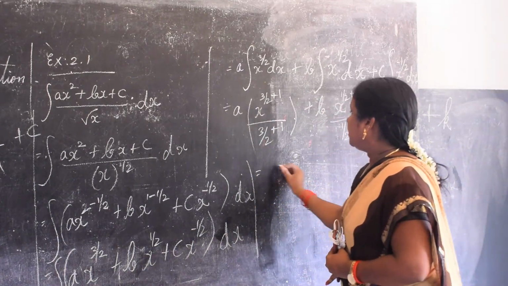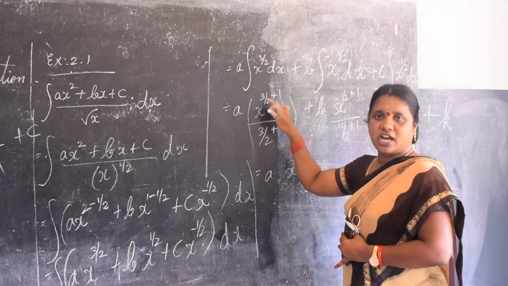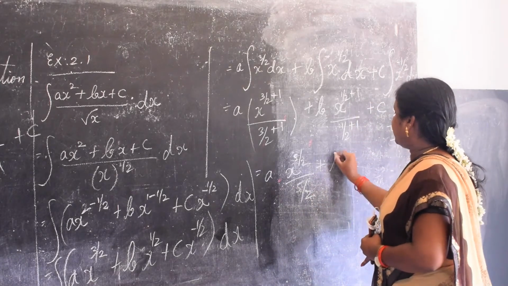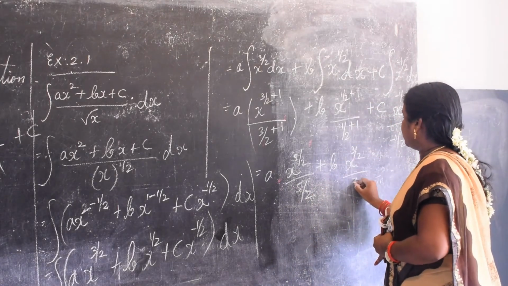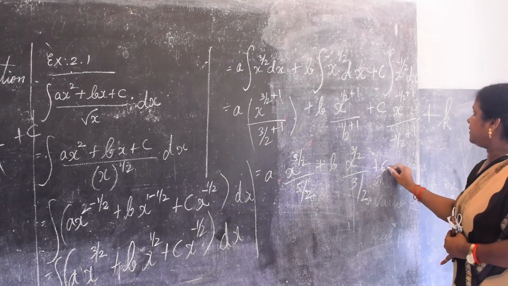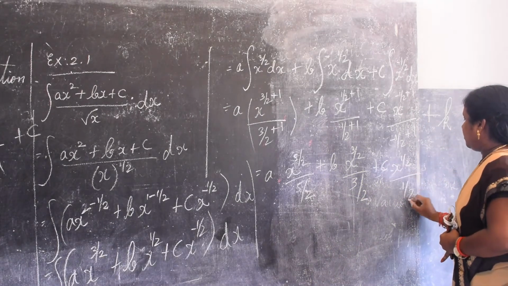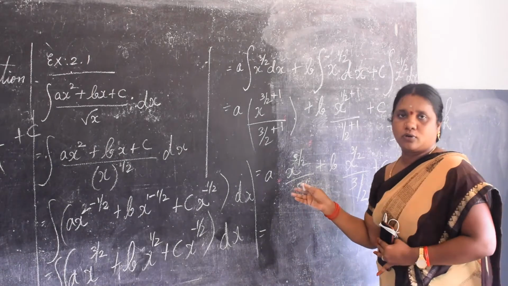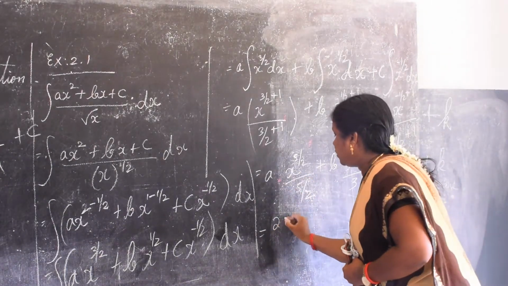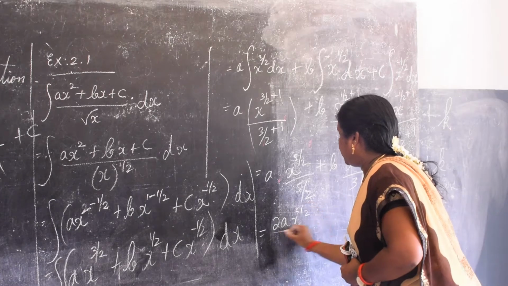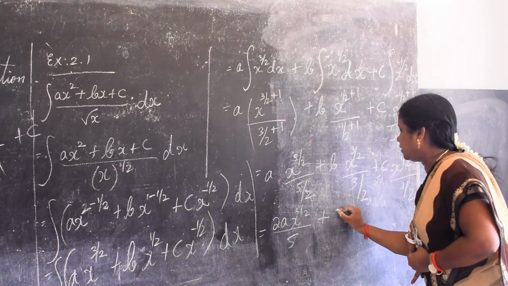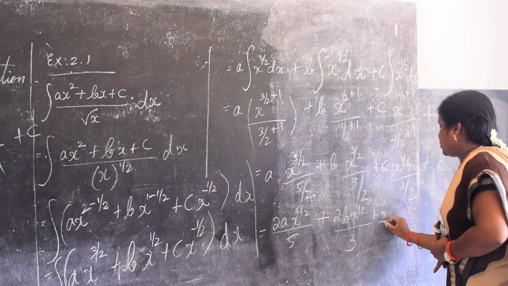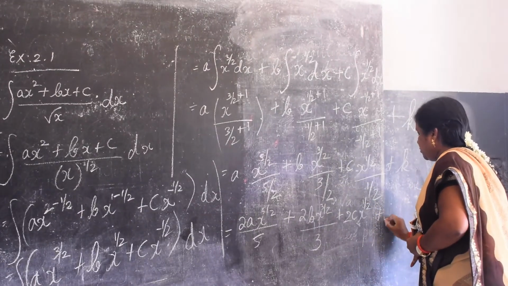Next step. Now you simplify a x power. If you add this, you have to take LCM and add. x power 5 by 2 by 5 by 2 plus b x power 3 by 2 by 3 by 2 plus c x power 1 by 2 by 1 by 2, at last the constant. Now take reciprocal. 5 by 2 you can write as 2 by 5. So 2a x power 5 by 2 by 5. This also you can take reciprocal. 2b x power 3 by 2 by 3 plus 2c x power 1 by 2 plus k.